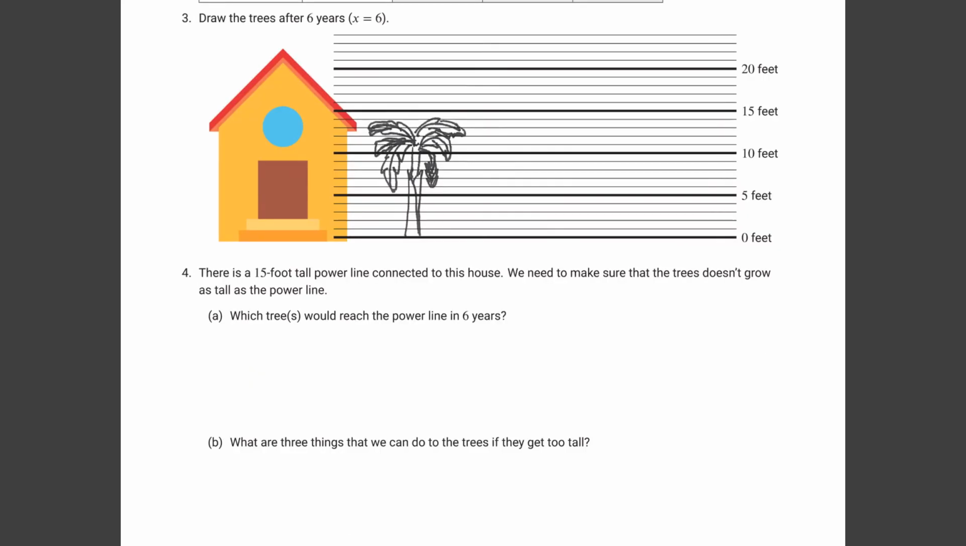We'll finish this video by looking at Part 4b. Sometimes we'll have conflicts when we're building next to nature. For instance, some trees cause a lot of damage when they get too big or too tall. Part 4b asks, what are 3 things that we can do to the trees if they get too tall? We really like this part of the activity because it allows students to express their values.